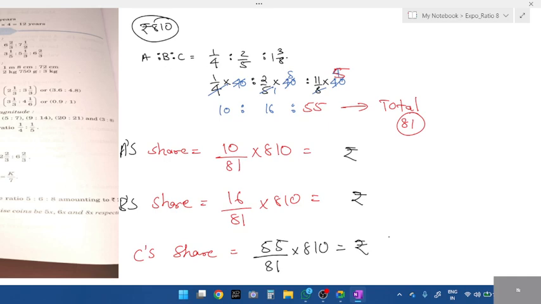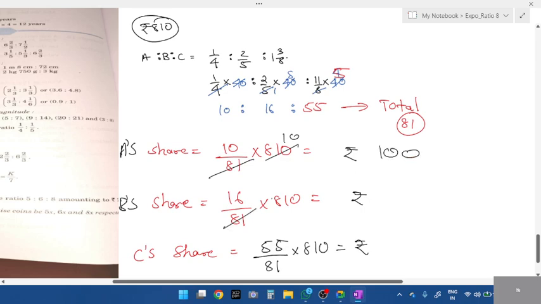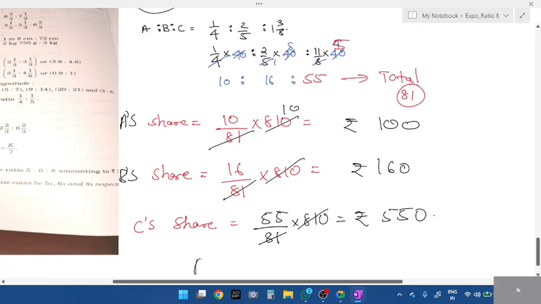Okay, what's the answer, student? Everything was 10 times, right? What's the answer? 100, 160, and 550. Good. Once you complete like this, in the last you can write A is equals to rupees 100. Write it in a single line. B is equals to rupees 160. C is equals to rupees 550.